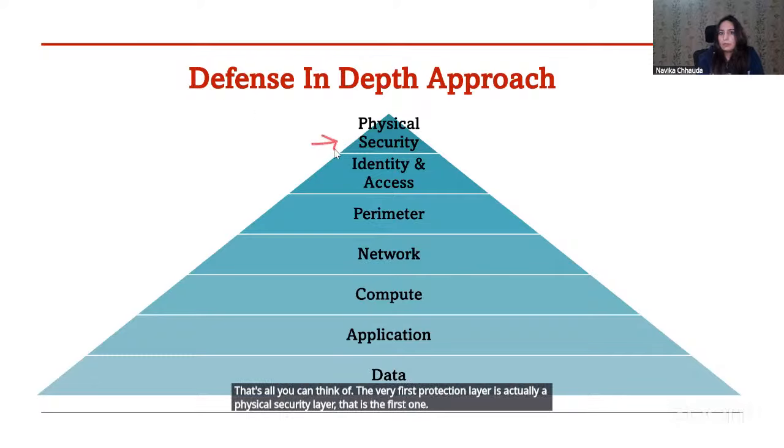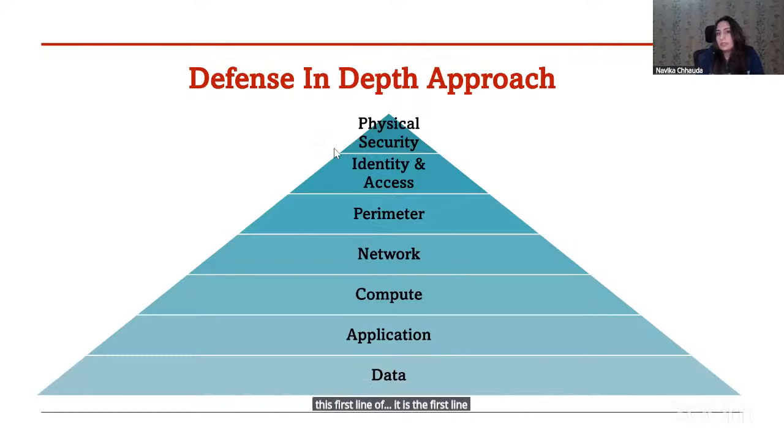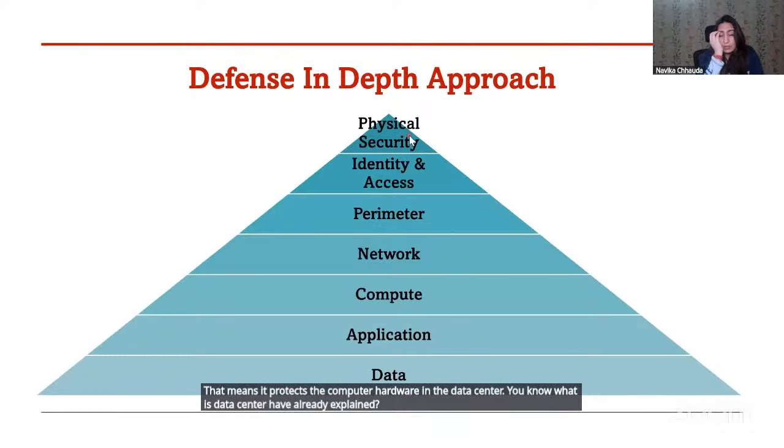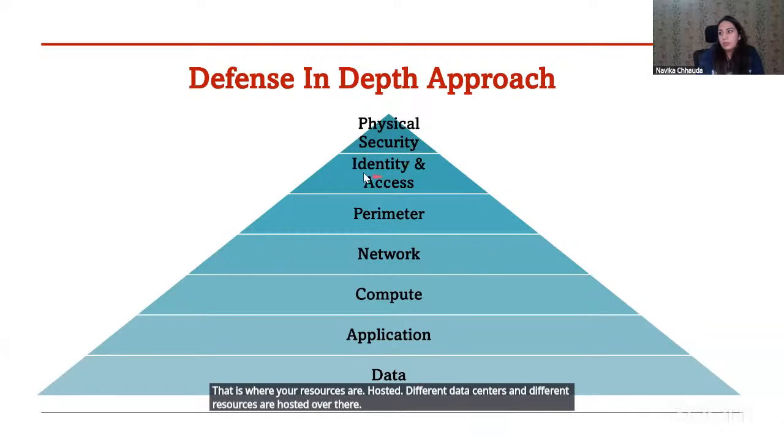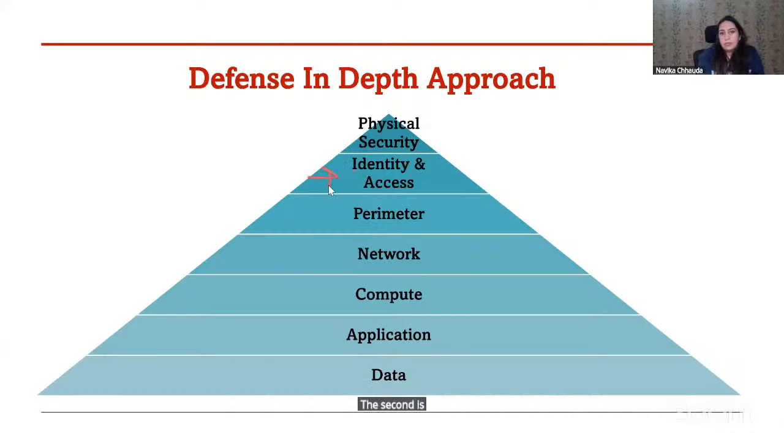This first line is the first line of defense, which basically means it protects the physical computer hardware in the data center. You know what a data center is? I've already explained. That is where your resources are hosted. Different resources are hosted over there. The second is identity and access, so ensure that the right users are entering. This manages the entire access. It controls access to the infrastructure.